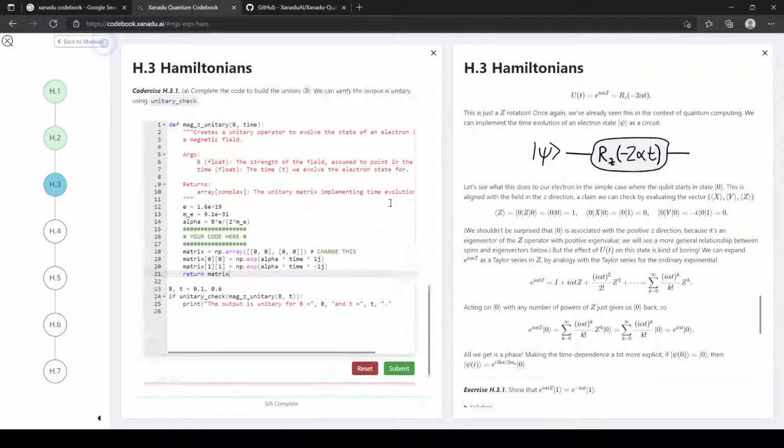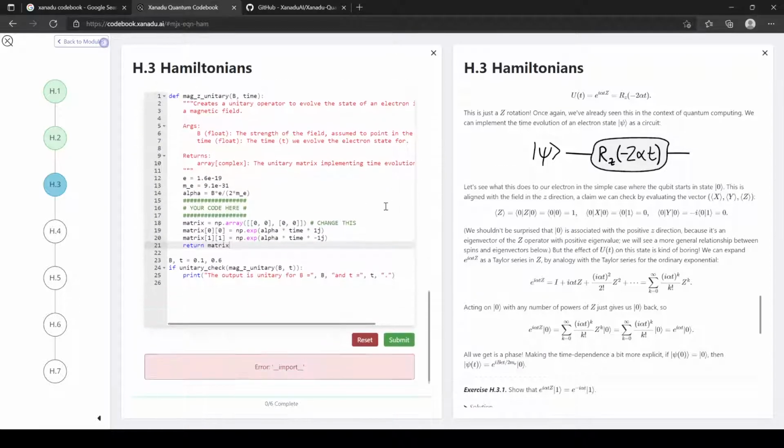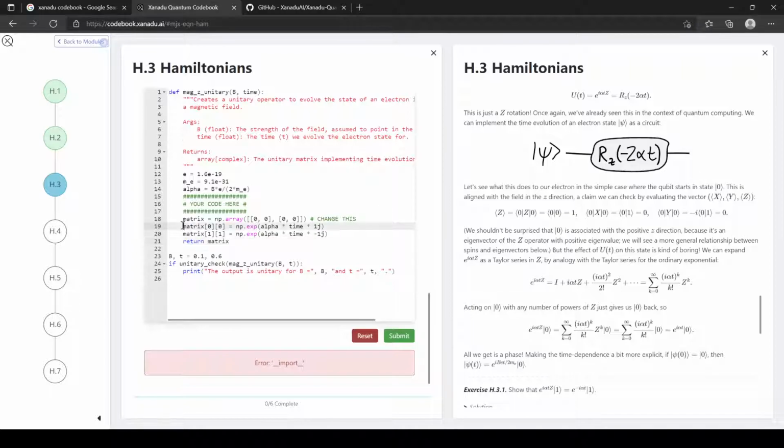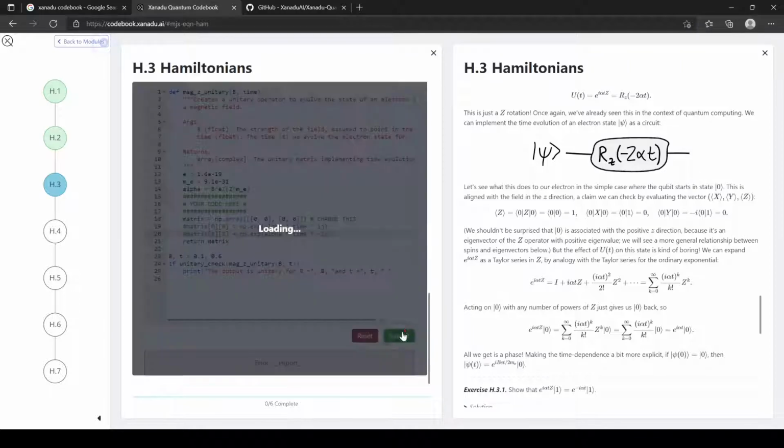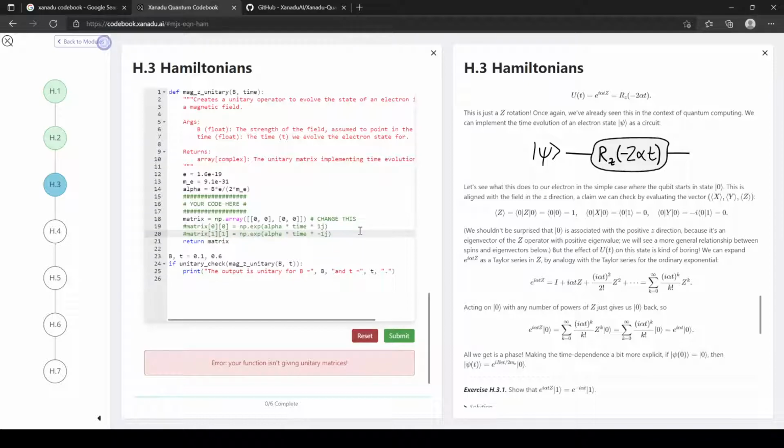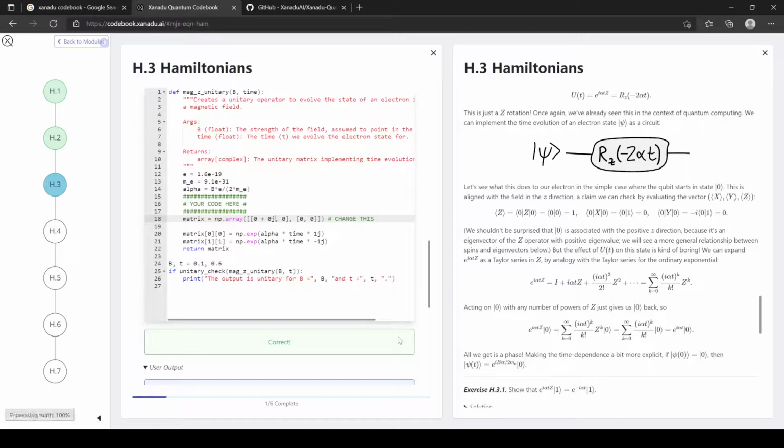Uh-oh. That doesn't seem like my problem. Okay, it is my problem. Oh, is it because I'm casting a matrix? Oh yeah, that's because it's. Oh my God. I'll just do this. There we go. That's so annoying.